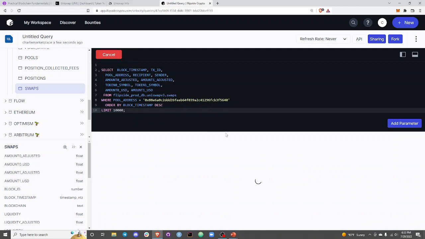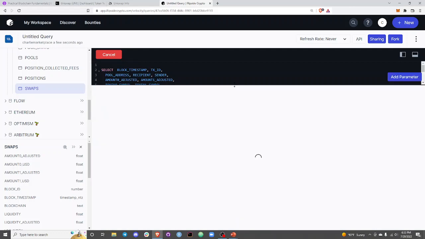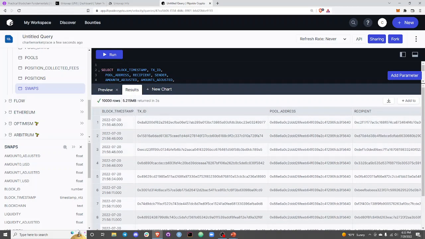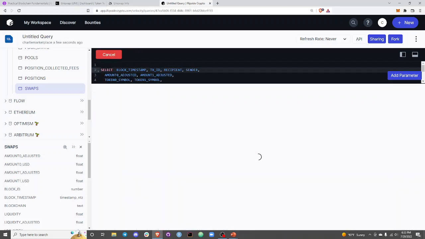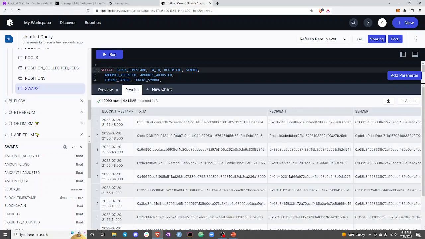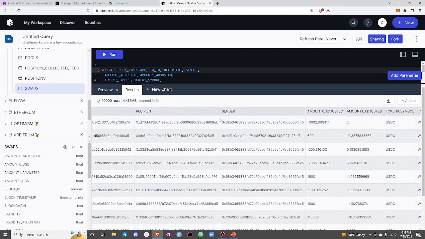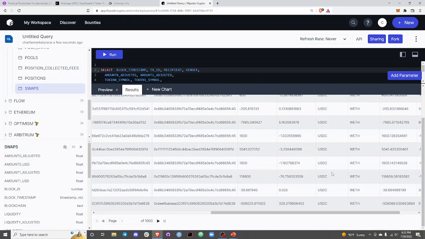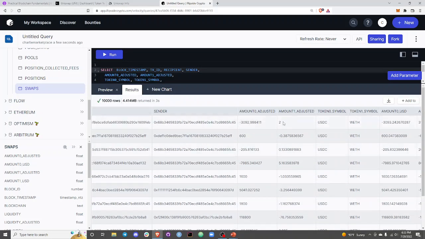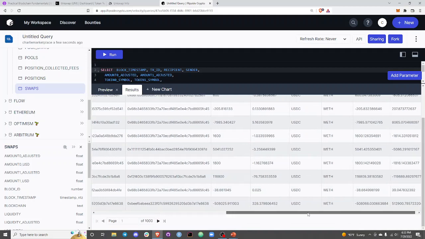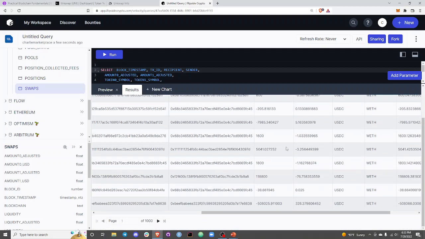Let's look at these last ones. Okay, I guess we can skip pool address since we know what our address is. Okay, got our 10,000 rows, it's ordered. Recipient, sender, amount. So minus this got 2 ETH. Very cool. Very interesting.